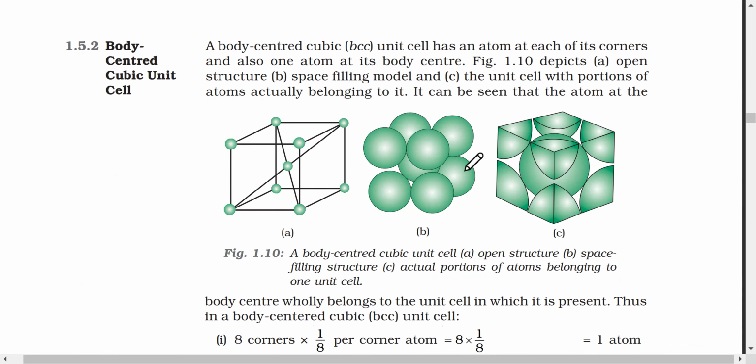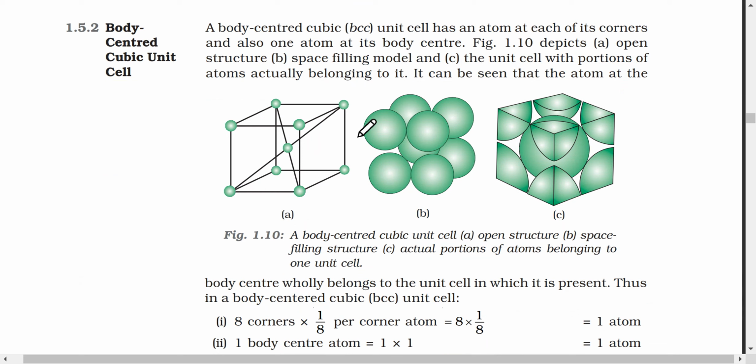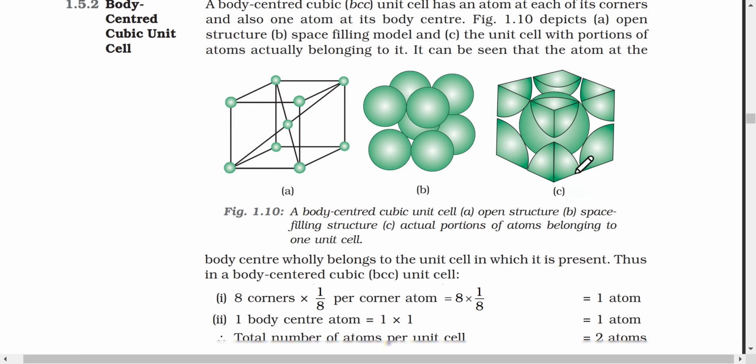Next we have a body-centered cubic unit cell. A body-centered cubic, you call also this BCC, body-centered cubic unit cell, has an atom at each of its corners and also one atom at its body center. अब हम primitive वाले पे नहीं है, फाइन, हम centered वाले पे जा रहे हैं. You can see over here ओपन स्ट्रक्चर दिया है, फिर स्पेस फिलिंग मॉडल दिया है और फिर प्रोपोर्शंस ऑफ एटम्स एक्चुअली बिलोंगिंग टू इट, है ना? सेंटर वाला तो पूरा सेल बिलोंगिंग है, बट यू कैन सी यहाँ पे इट्स ओनली 1/8 ऑफ अ कॉर्नर एटम.